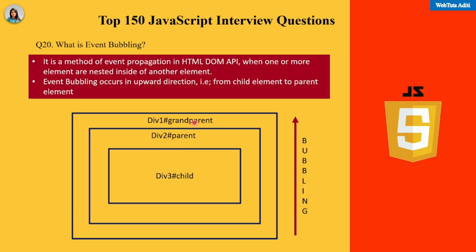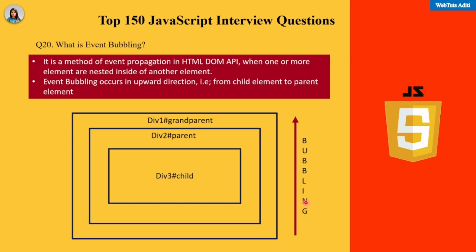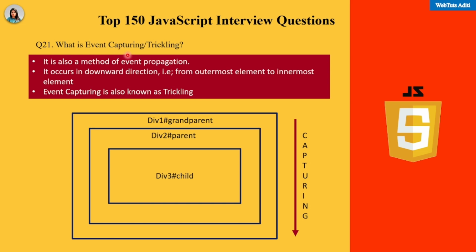In the case of event capturing, also known as trickling, when I click on the child, it executes from the grandparent to the child. It is basically going downwards. These are the two differences between event bubbling and event capturing. So now let's read these points. Event bubbling occurs in the upward direction, that is, from the child element to the parent element, and event capturing occurs in the downward direction, that is, from the outermost element to the innermost element.